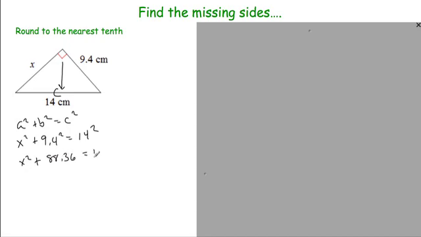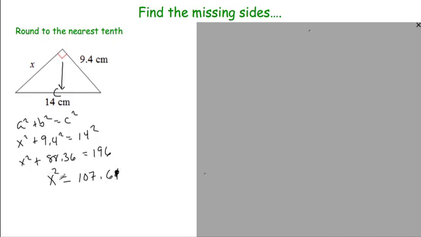And 14 squared is 196. If I want to get x squared by itself, I have to subtract 88.36 from the other side, and I get 107.64. My bad, I misspoke for a moment, but 107.64 was right.